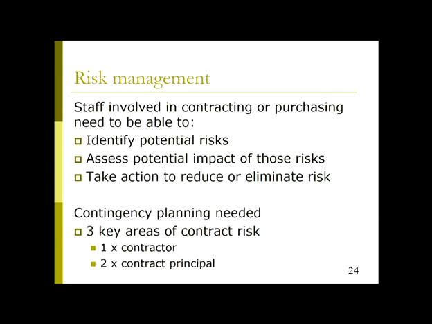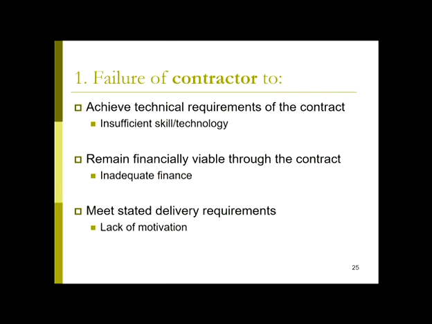So contingency planning is needed. Now, we broadly recognise three main areas of contract risk. One is to do with the contractor, the person who's doing the work, and two are to do with you guys, the project principal or the contract principal, the person who is responsible for running the project. So let's start with the contractor.